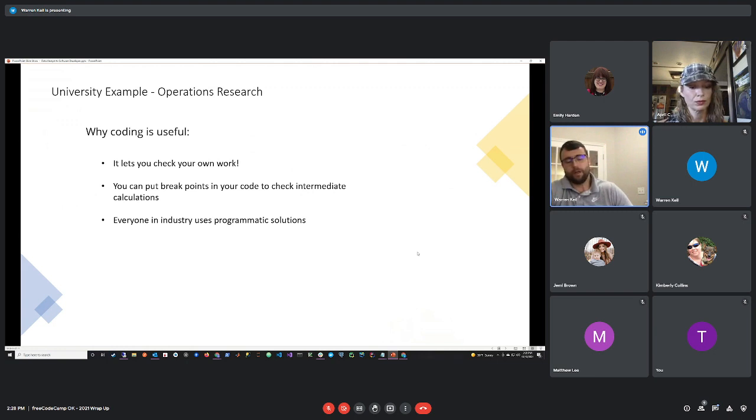Also, there are a lot of jobs that require operations research, and if you want to use this in industry, you're not going to be doing it with pen and paper. It's all going to be programmatic. So if you are going to do a lot of the applied math, like use that as your real job, you pretty much need to learn how to code anyway. So that's how I found coding useful in operations research.